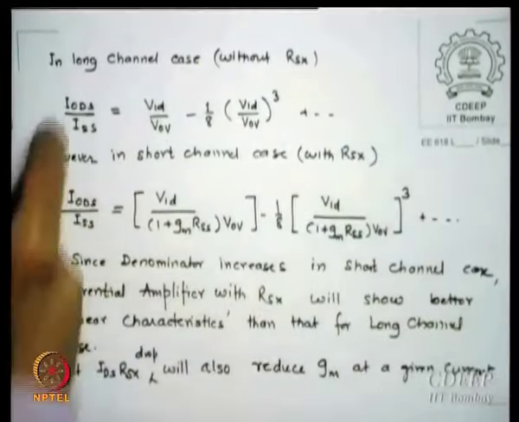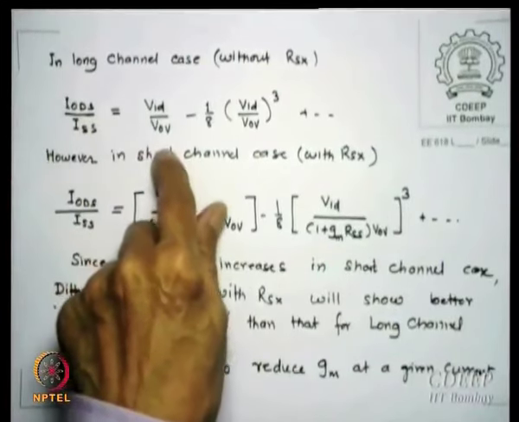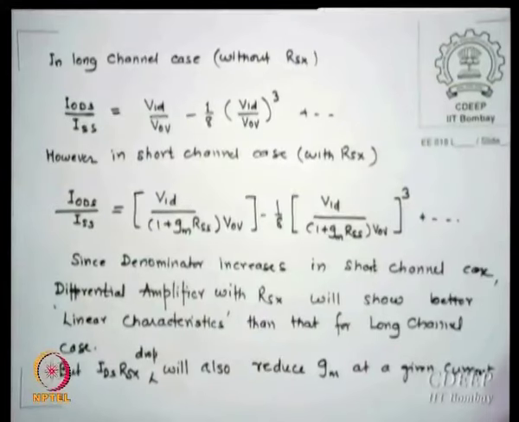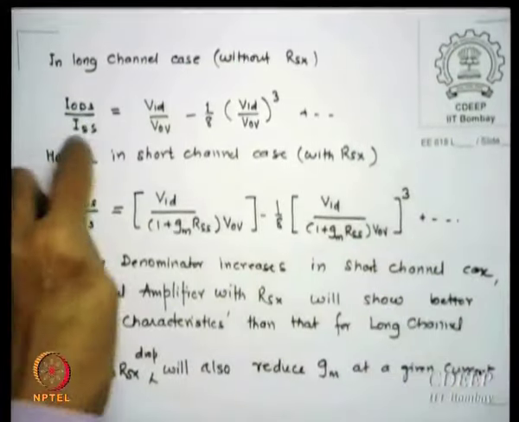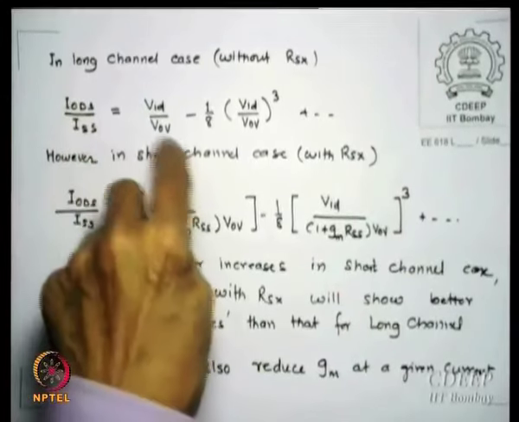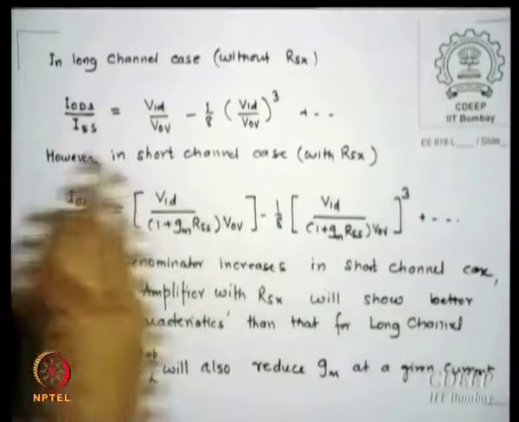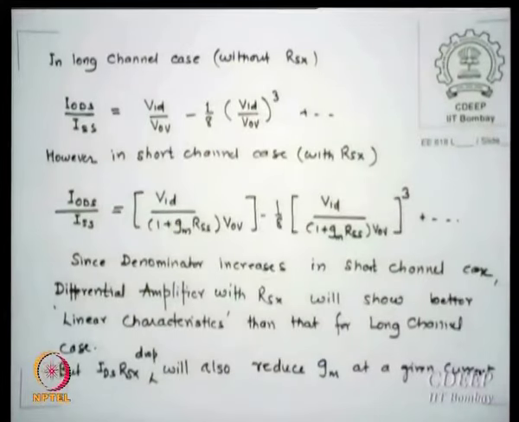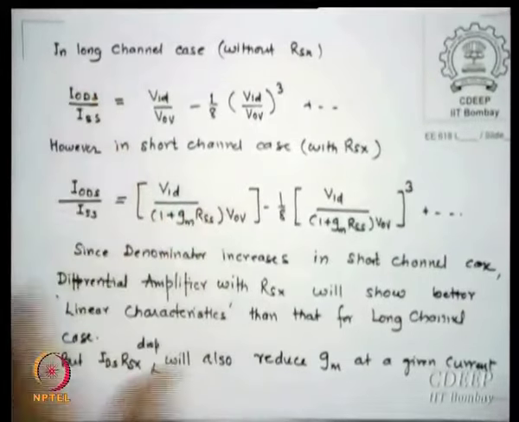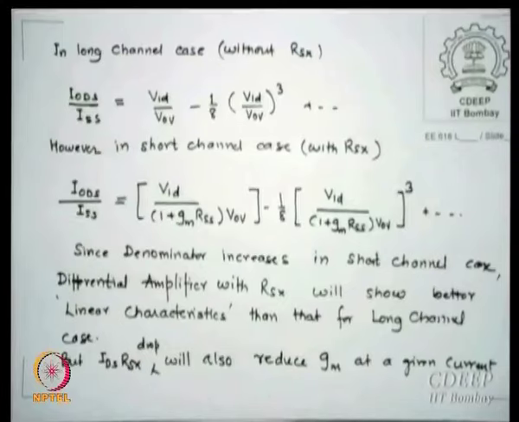See, I am plotting the ratio of output current with VID. Is the transconductance idea clear? Output is the current, input is the voltage. So I am just doing that. This is the current which is actually obtained at the output. ISS is the normalized current, and VID is your voltage. So IOD by ISS is VID by VOV minus 1/8 (VID by VOV) cubed plus higher terms. These two terms, up to the cubic term, are good enough. So if you have a long channel device, this is the expression: IOD by ISS equals VID by VOV minus 1/8 (VID by VOV) cubed.